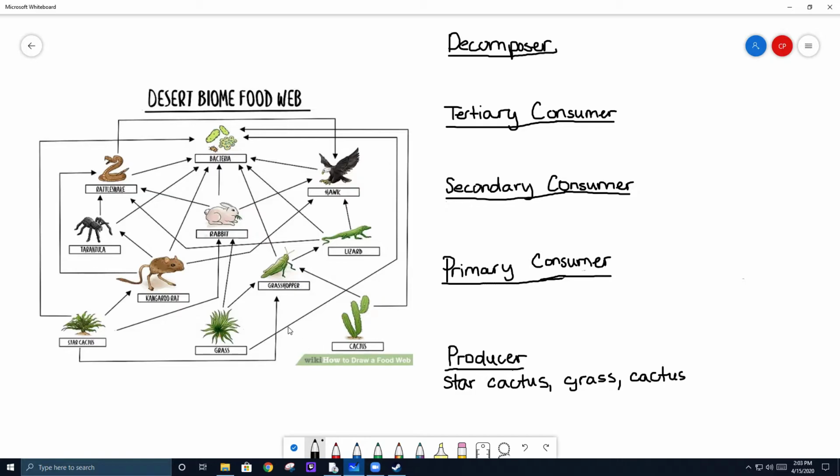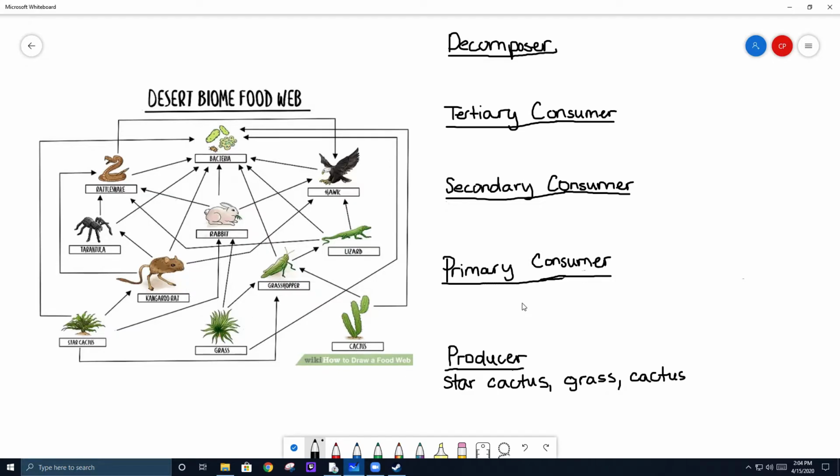Okay. So estos son productores. Son las cosas que hacen su propia comida. No tienen flechas para yendo para ellos, nomás de ellos a otro organismo. So, todo el tiempo empezamos con esos. Cuando ya agarramos los productores, podemos empezar a ver quién van a ser los consumidores primarios.